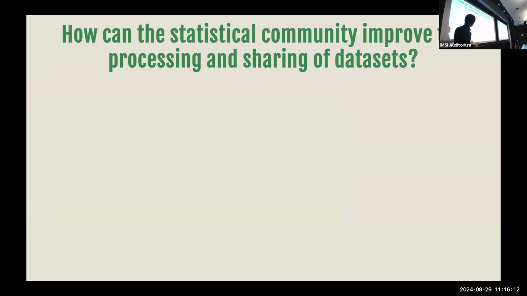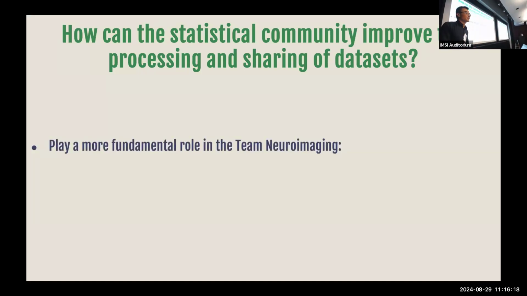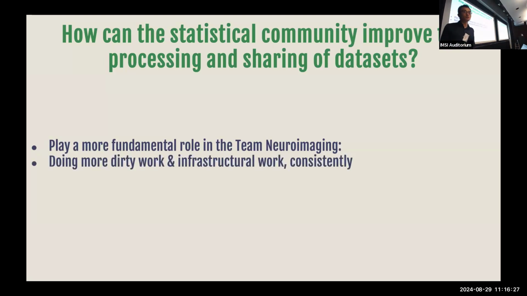So if we are thinking about how the statistical community shares data, maybe one thing is we can play a more fundamental role in this neuroimaging team, in the sense that we are willing to do more dirty work. We are willing to build more infrastructure. If we consistently do that, at least we can make more decisions on whether we want to process and share the data. Basically my suggestion is to do more dirty work.